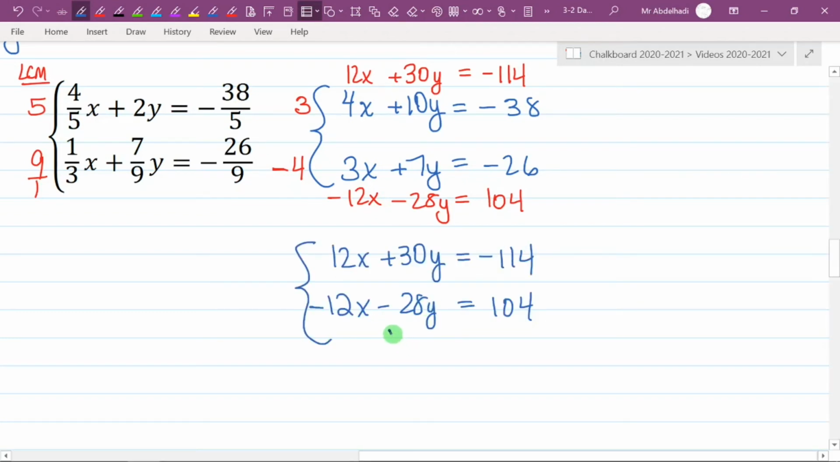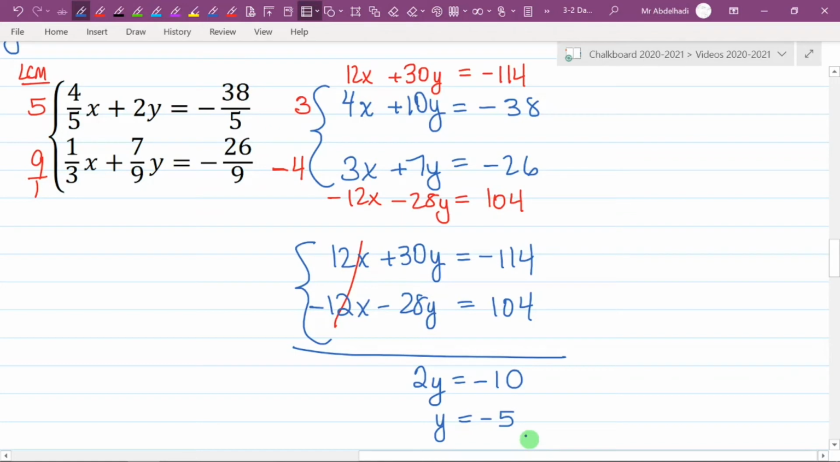And now let's take a look and see, do we get lucky? Yes, the 12s will now cancel out. Well, we didn't get lucky. This time we made it happen. So 30y minus 28y is 2y. And negative 114 plus 104, or you could read it backwards, 104 minus 114 is negative 10. Divide them both by 2 and you get y equals negative 5.